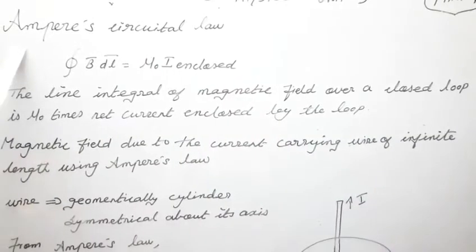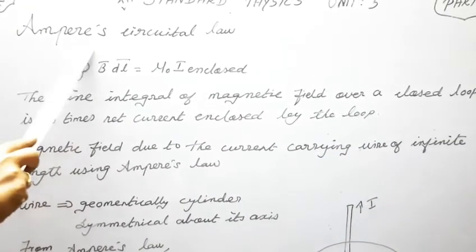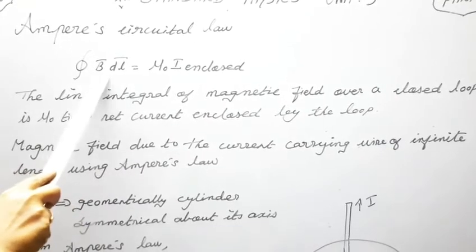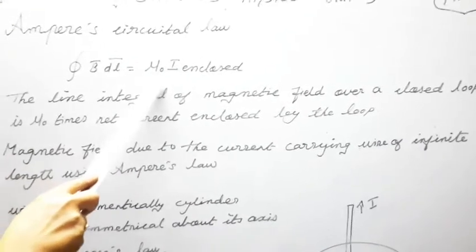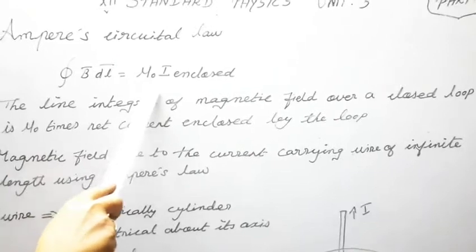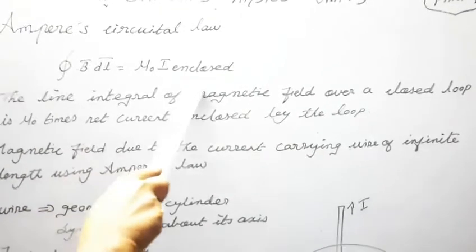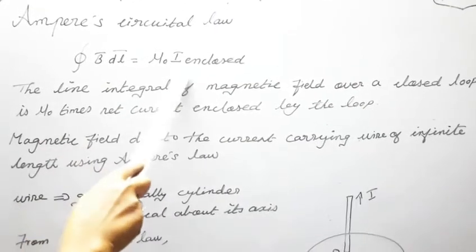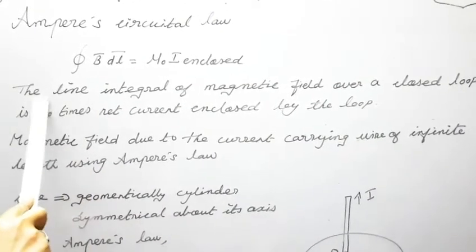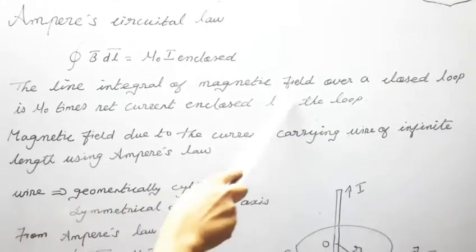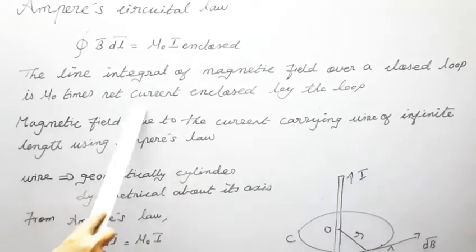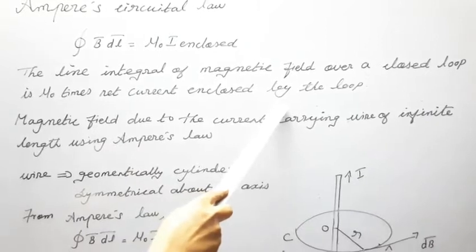And next topic is Ampere's circuital law. The formula for the law is the closed integral of B vector dot dl vector, which is equal to μ naught I enclosed. Here I enclosed is the net current. The statement is: the line integral of the magnetic field over a closed loop is μ naught times the net current enclosed by the loop.